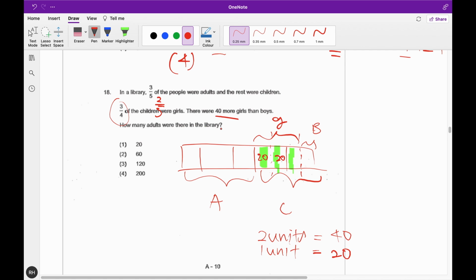So we know this 1 unit here is 20. How many adults were there in the library? So since we split one big unit into 2 parts, okay, we know that this 1 unit is 20, so we have 20, 20, 20. So the number of adults is option 2, we have 60.